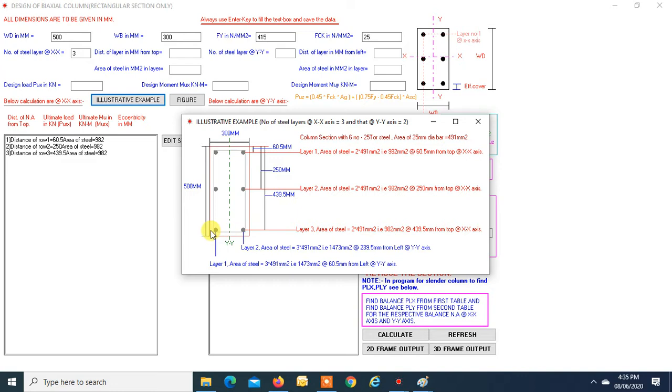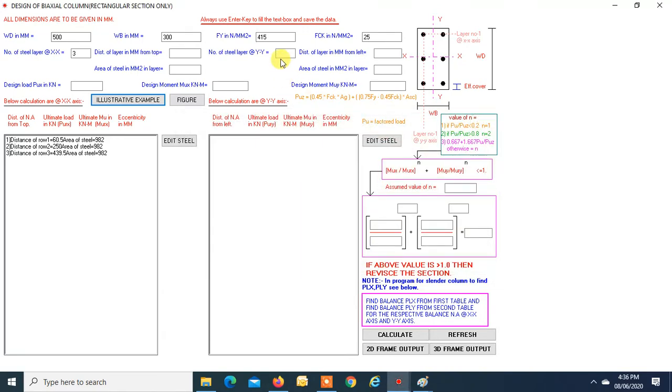The second layer is at a distance of 239.5, and the steel area is 1473 again. So let us give the data. The number of steel layers is 2. The first layer is at 60.5 mm, area of steel 1473. The second layer is at 239.5, area of steel 1473.